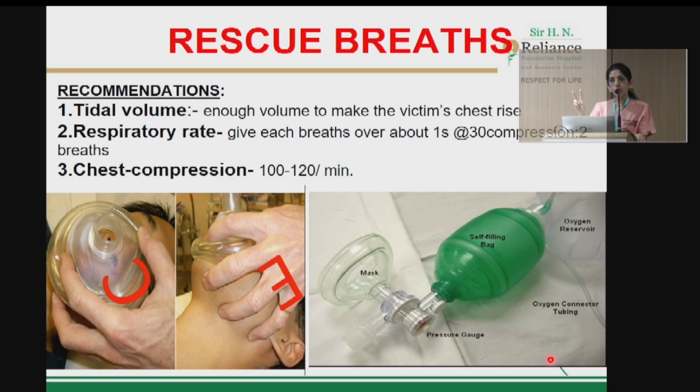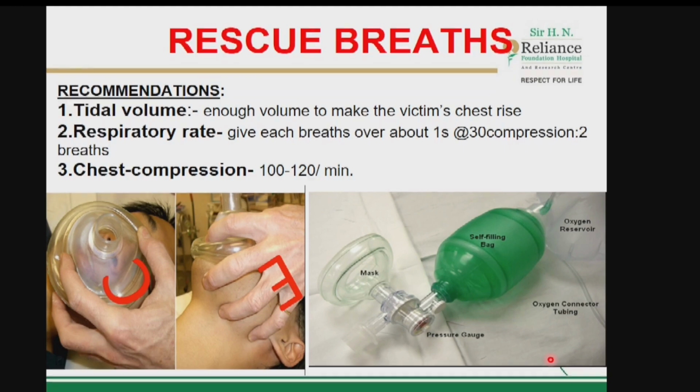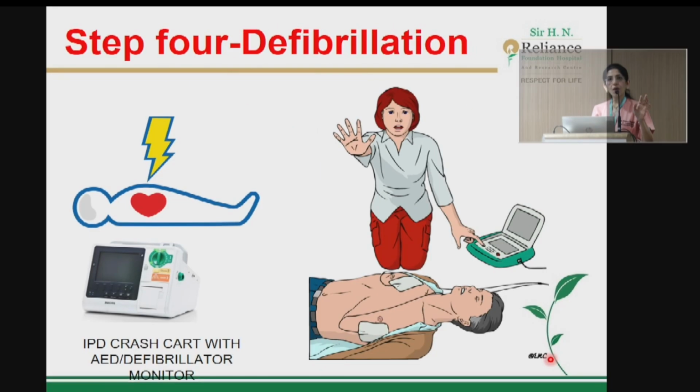So 30:2, push hard, push fast, allow for adequate chest recoil, avoid interruptions, and complete 5 such cycles of 30:2. 5 such cycles will be over in 2 minutes, and then after 2 minutes switch the roles. So that is how the compression and the ventilation is done.